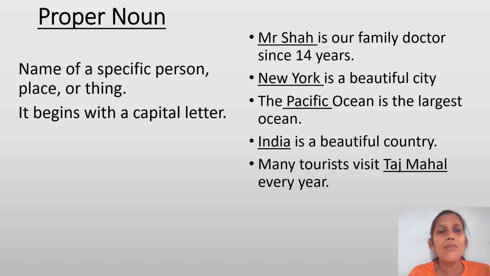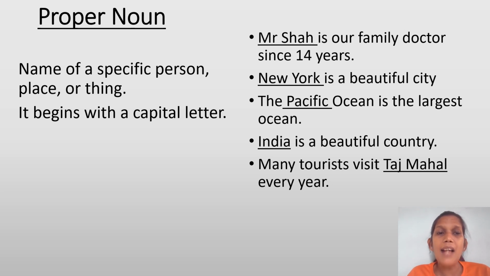What do you mean by proper noun? Proper noun is nothing but a name of a specific person, place or thing. It begins with a capital letter. Very simple. Specific person, for example: Mr. Shah is a family doctor since 14 years. Who is the family doctor? Mr. Shah. Specific person name is given, right? And it begins with a capital letter. Always the first word would be a capital one.